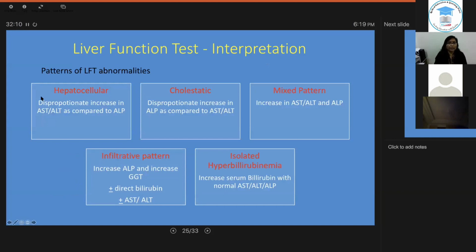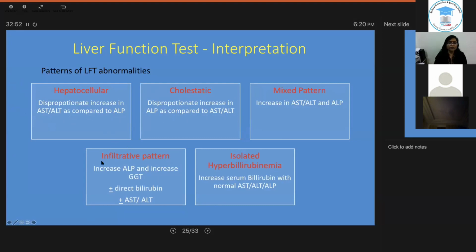Lastly, I will just interpret the liver function test. What are the patterns of liver function test which we get? Look at the hepatocellular pattern, whenever we have a disproportionate increase in AST or ALT as compared to alkaline phosphatase. That means only enzymes are raised, with no increase in alkaline phosphatase. The second pattern is a cholestatic pattern, when we have a disproportionate increase in alkaline phosphatase as compared to enzymes. Then a mixed pattern, when both alkaline phosphatase as well as enzymes are raised.